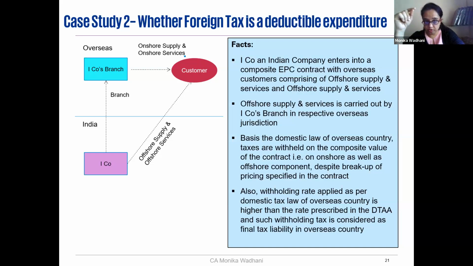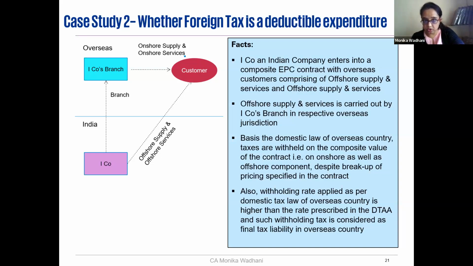So say ICO has a branch in, say, Philippines, which caters to the customers in Philippines, and it provides onshore services and onshore supplies as may be required by the Philippine customers. Now, say basis the domestic tax law of Philippines, taxes are withheld on the composite value of the contract, that is onshore as well as offshore, despite the breakup of pricing explicitly mentioned in the contract. Also, the withholding tax rate is applied as per certain domestic tax laws, like various South African countries have this concept, where the withholding tax rate is the final tax, and you cannot have a refund of that particular tax liability.